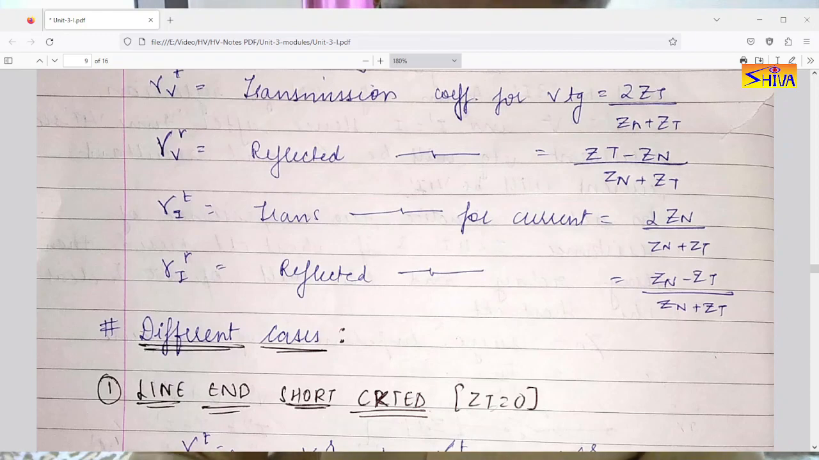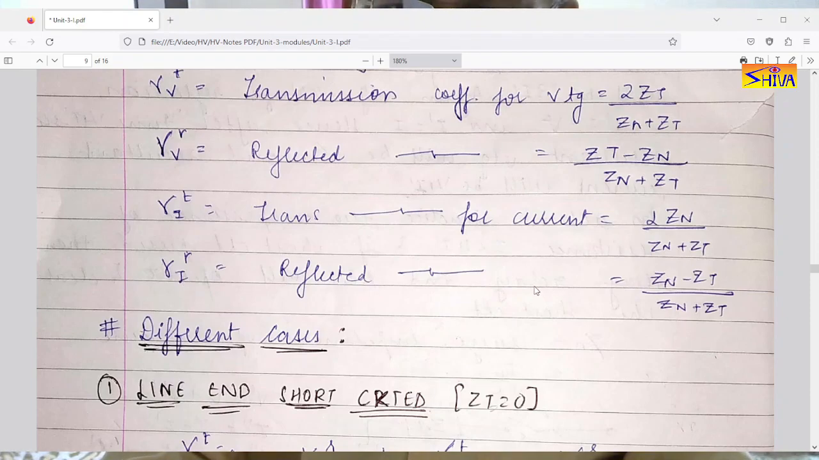From those expressions, we had formulated the expressions for reflection and transmission coefficient for voltage as well as current. So this is the transmission coefficient for voltage and this is the expression. This is the reflection coefficient for voltage and this is the expression. This is the transmission coefficient for current and this is the expression. This is the reflection coefficient for current and this is the expression.